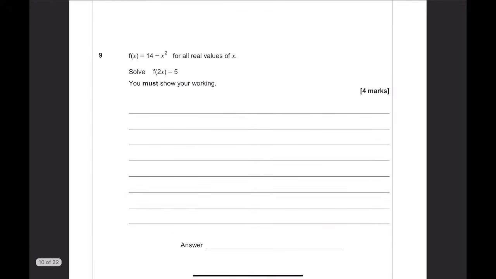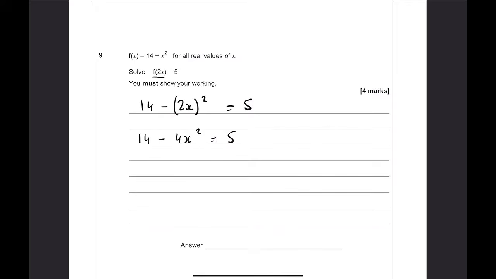On to question number 9. f(x) equals 14 minus x squared for all real values of x. We must solve this. So first of all, we need to replace x with 2x. So that's going to be 14 minus (2x) all squared equals 5, and we need to work it out for x. So rewriting this is going to be 14 minus 4x squared equals 5.